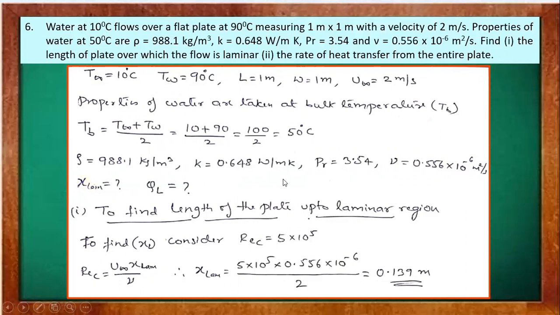Then find the properties, then find the length of the plate over which the flow is laminar, that is x_L, and the rate of heat transfer from the entire plate. First, we have to find the length of the plate in the laminar region. For that, you need to consider the critical Reynolds number, which is equal to U infinity into x in the laminar region divided by nu. So the length of the plate till where the flow is laminar is 0.139 meters.